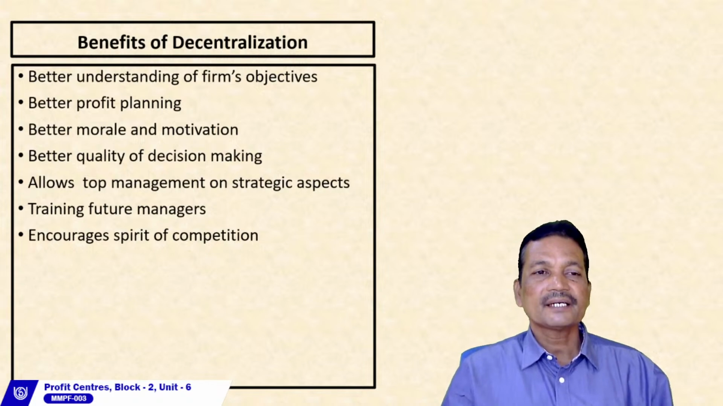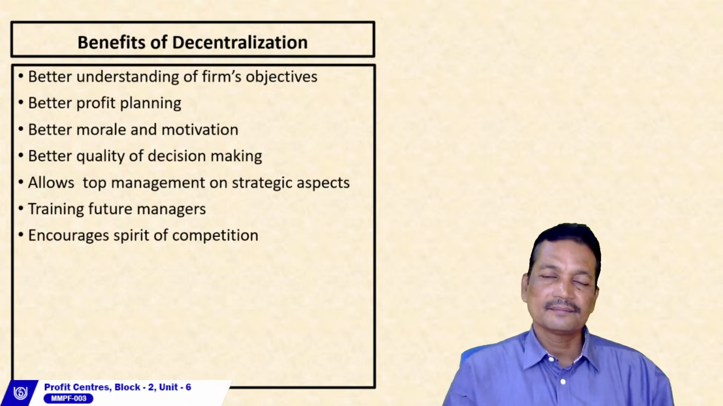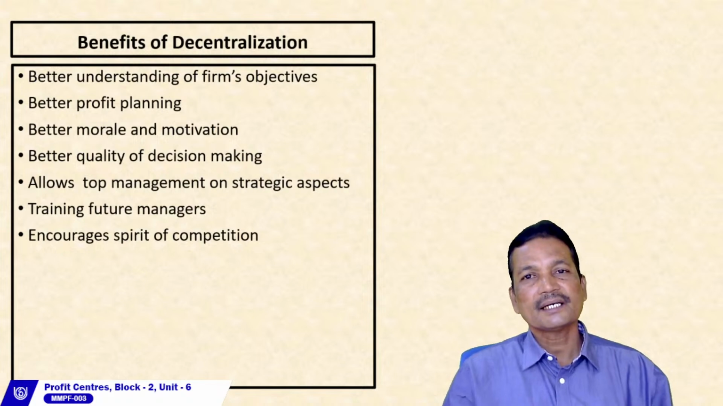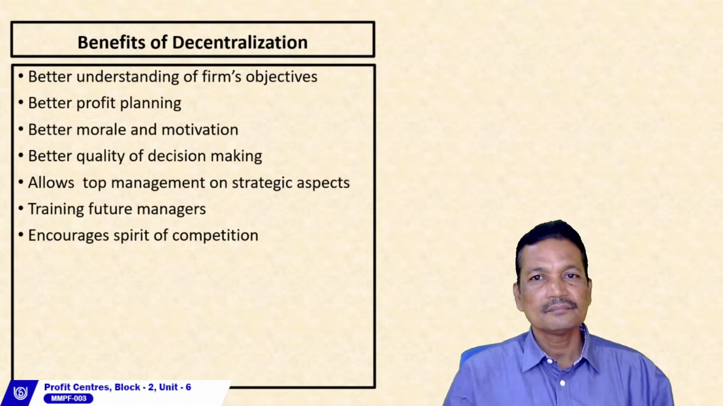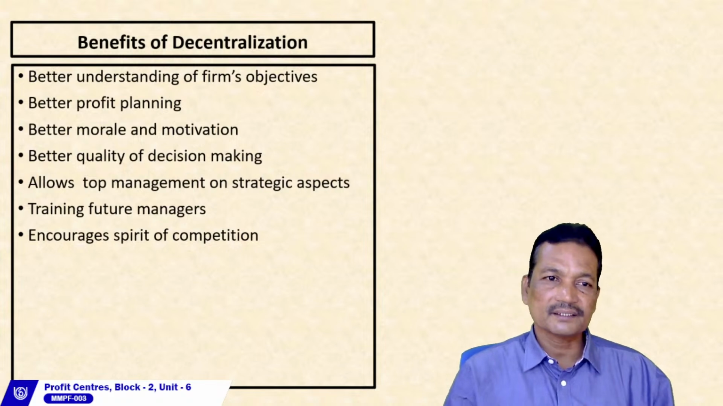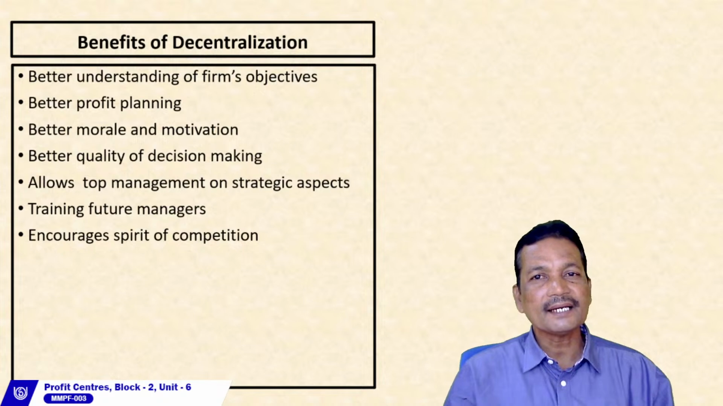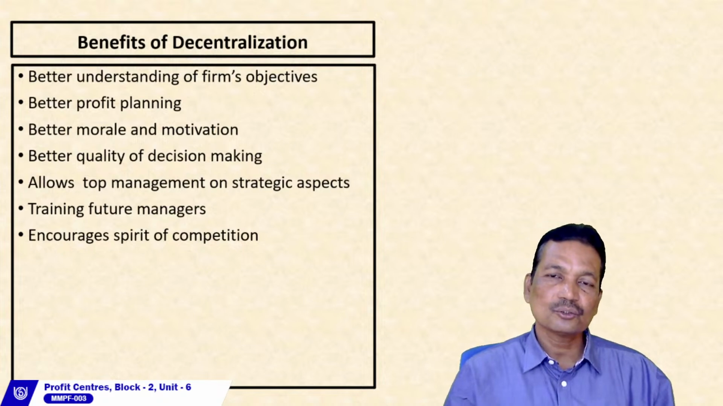Second is better profit planning. Now, when organizations are decentralized, the divisional managers strive to achieve or maximize the profits. So, they plan it in a better way so that the profit can be maximized.